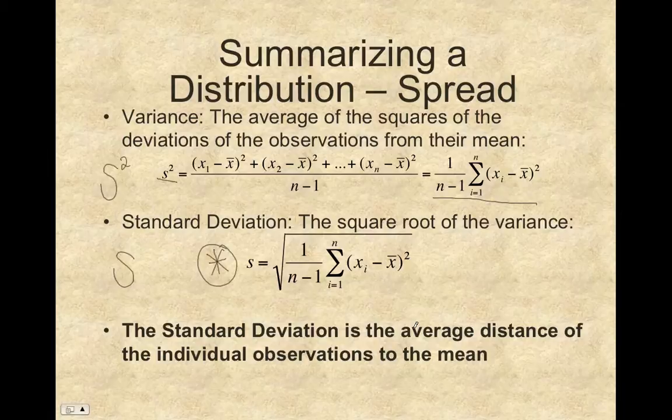If I were in a room with people and everybody was roughly the same height, the standard deviation would be very small. If I were in a room with some people who are really short, some people who are in the middle, some people who are tall, then the standard deviation would be much bigger. So standard deviation is the average distance to the mean.